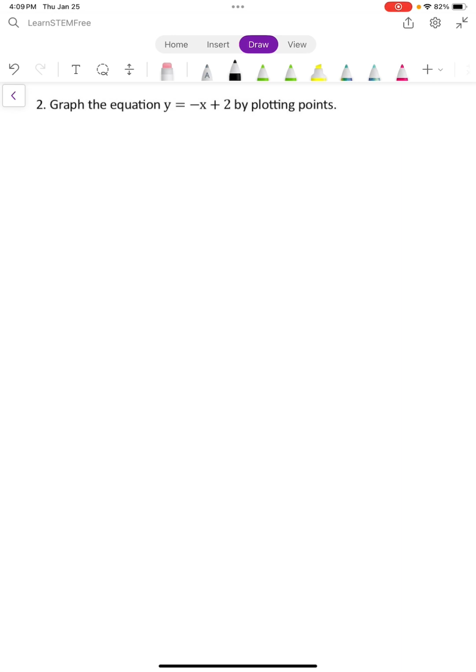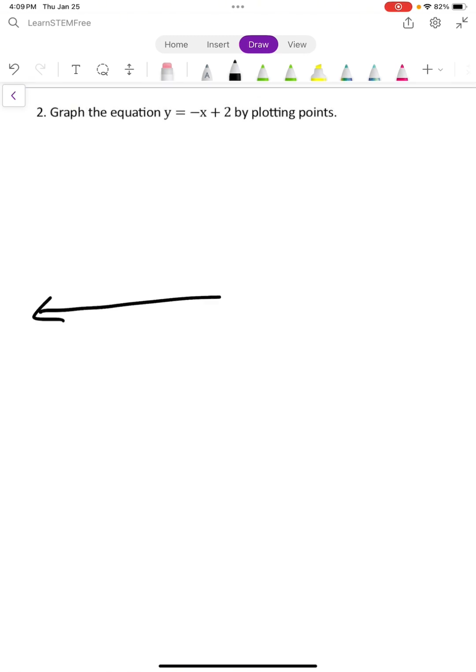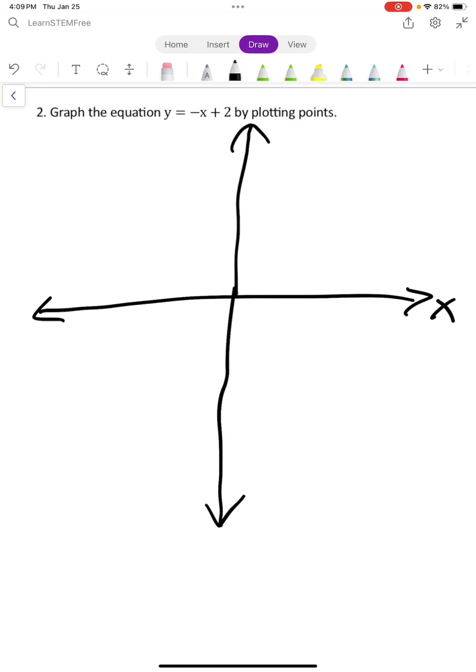For this next question, it says graph the equation y equals -x plus 2 by plotting points. So we're going to do our graph. Remember, x is going to be horizontally, left or right. Then our y is going to be vertically, up and down. We don't have a specific range they want this graph in. It didn't say to plot 3 points or go up to x is 5 and -5. So I'm going to plot 3 points, and we can get a basic idea of what the graph is going to look like.